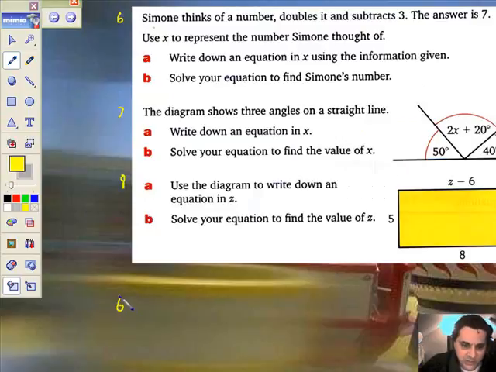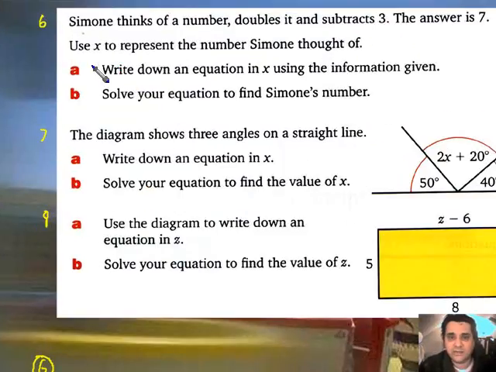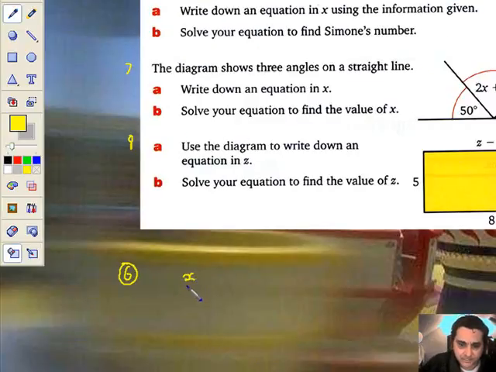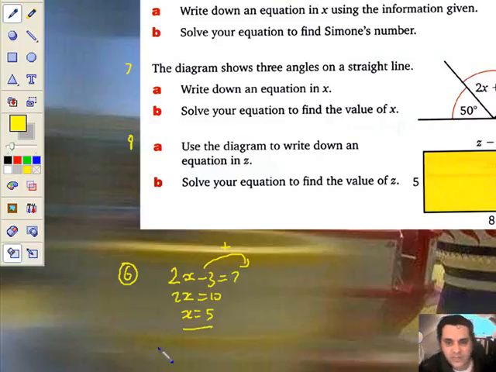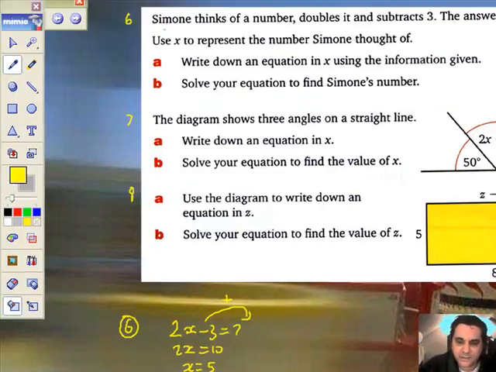Dealing with question 6 right here. Simone thinks of a number and doubles it, then subtracts 3. The answer is 7. Use x to represent her number. So she doubles it, times it by 2, then she subtracts 3, and that comes to 7. Let's just solve it quickly. Minus 3 next door, add it. So 2x equals 10, from which x becomes 5. She thought of the number 5. So I wrote down an equation and I solved it. I did A and B together.